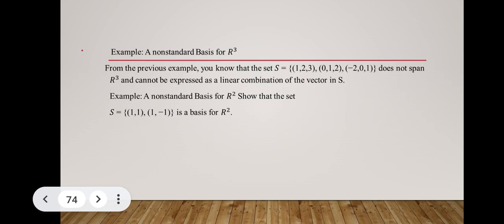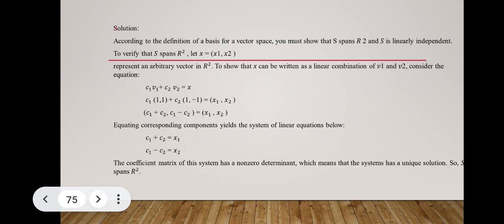An example of a non-standard basis for R cube: from the previous example, you know that the set S equals (1, 2, 3), (0, 1, 2), (negative 2, 0, 1) does not span R cube. And also, it cannot be expressed as a linear combination of the vectors in S. Another example, a non-standard basis for R squared: show that the set S equals (1, 1), (1, negative 1) is a basis for R squared.